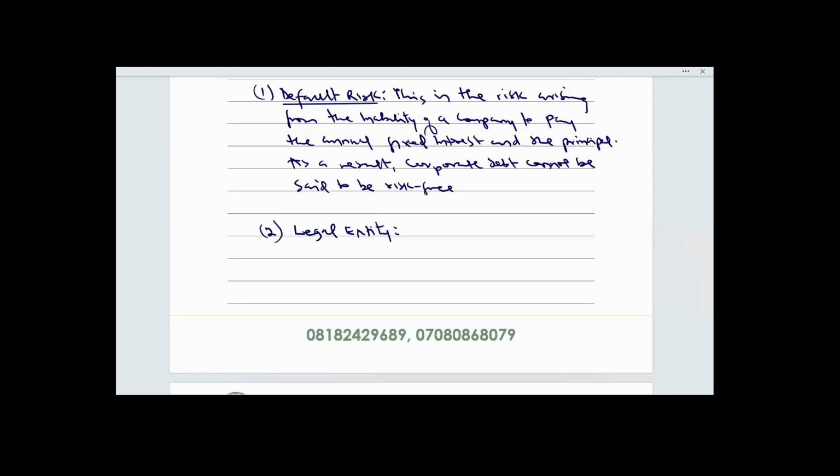Because you can't go after the shareholders to say, no, you have to pay me the balance, so you have to use your personal assets to pay. It's not possible, because it's a legal entity. So as a result of that, can you say corporate debt is risk-free? No. Corporate debt cannot be said to be risk-free. So let's put it down.